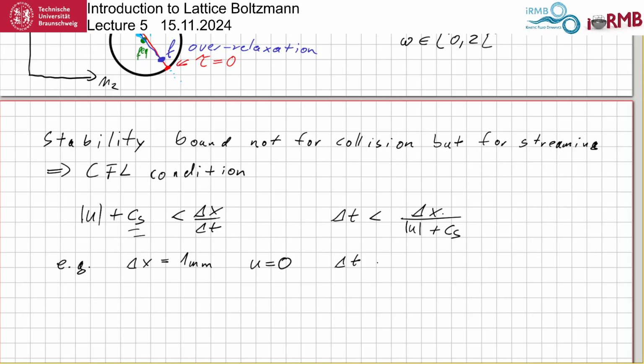Then delta t, provided that we use a speed of sound of 340 meters per second, we end up at roughly 3 times 10 to the power of minus 6 seconds. So if we have a resolution of 1 millimeter, we have a time step of 3 microseconds, which is much better than what we had in nanoseconds and nanometers before.